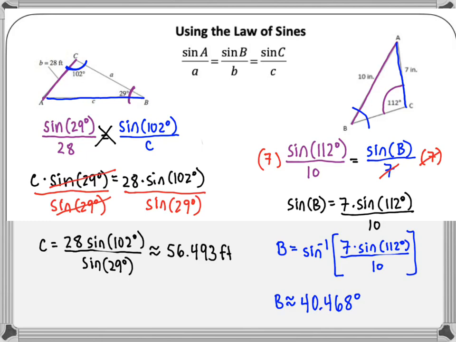Again, you're just looking for a setup: angle across from a side, angle across from a side, and one of the variables has to be missing. So you need 3 pieces that are known and then 1 piece that is not.